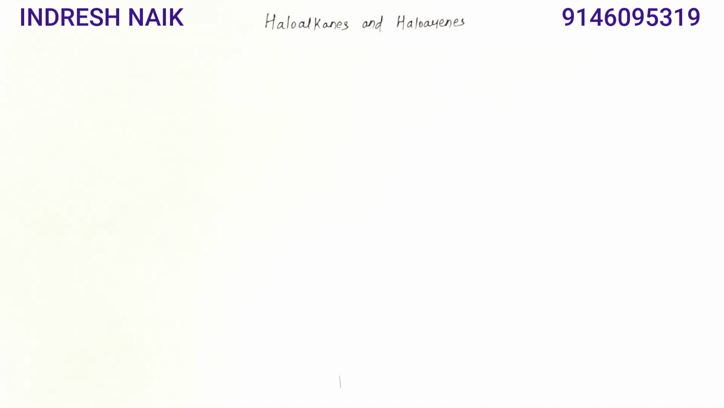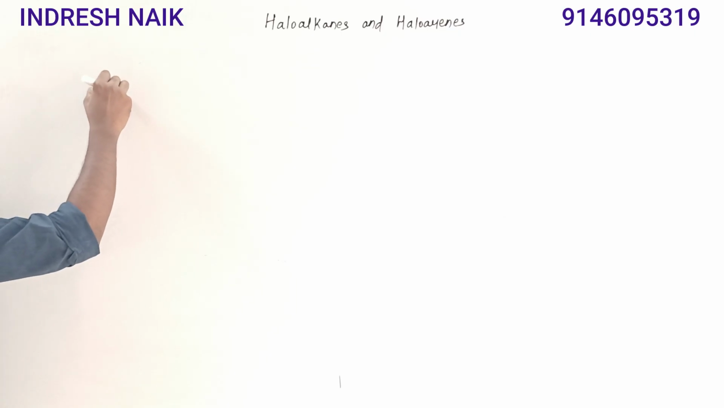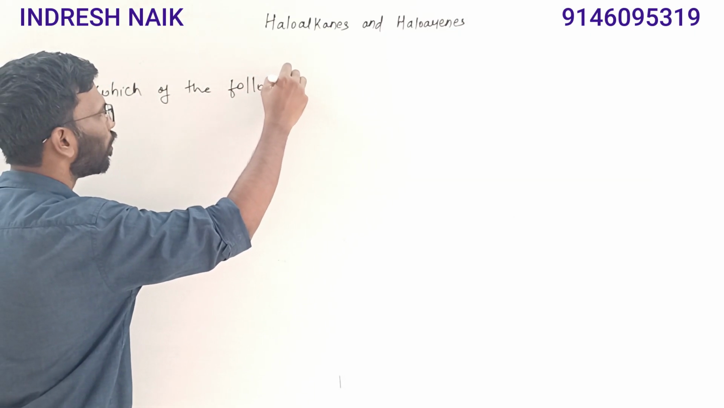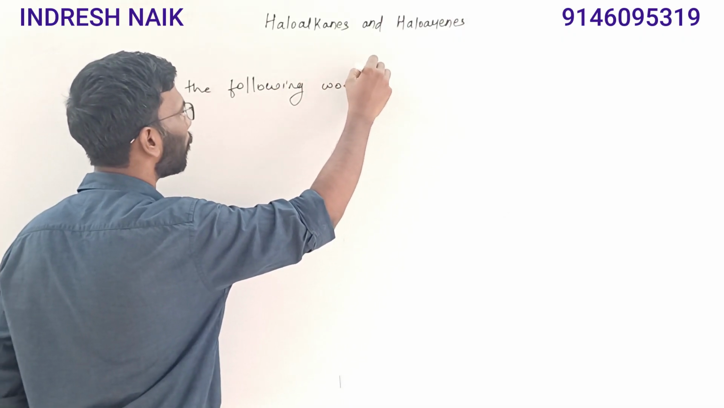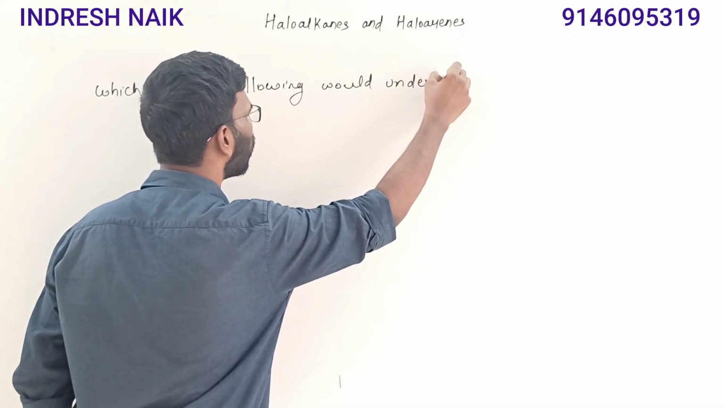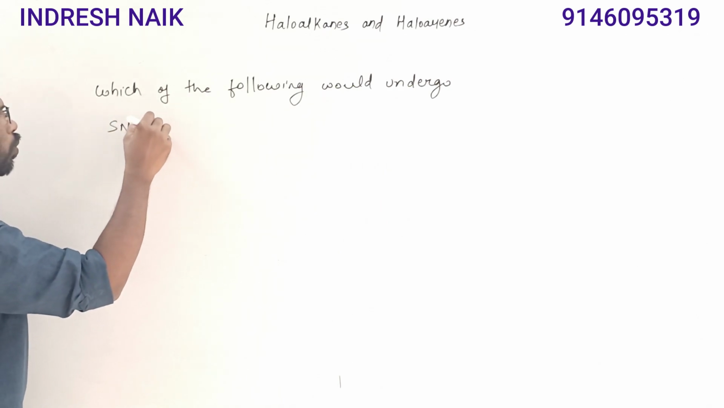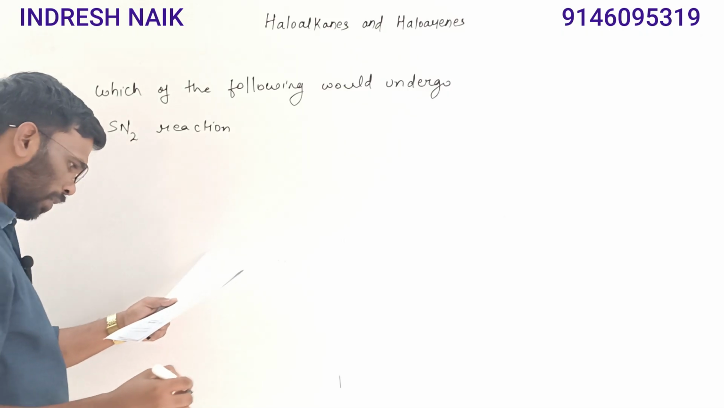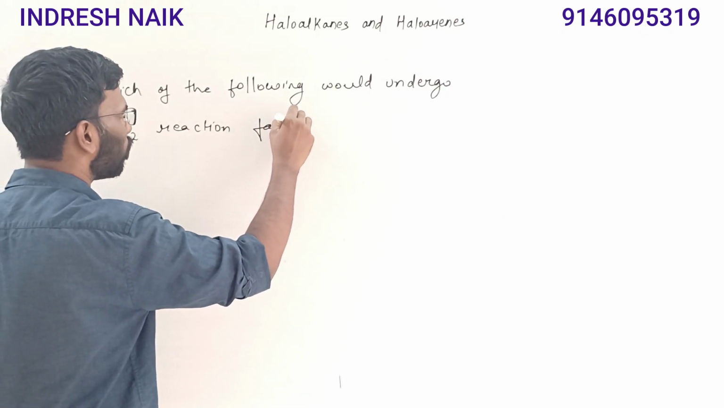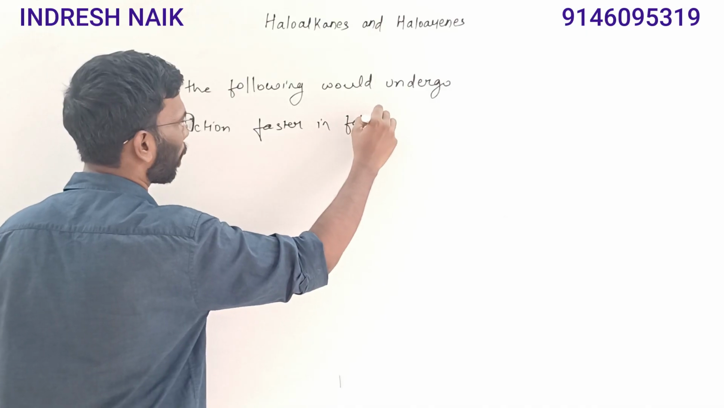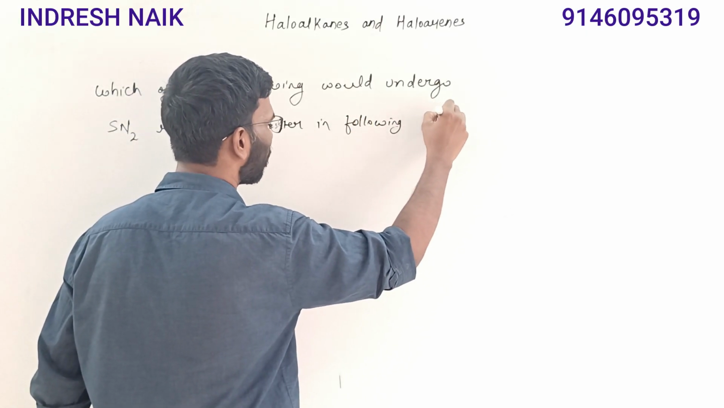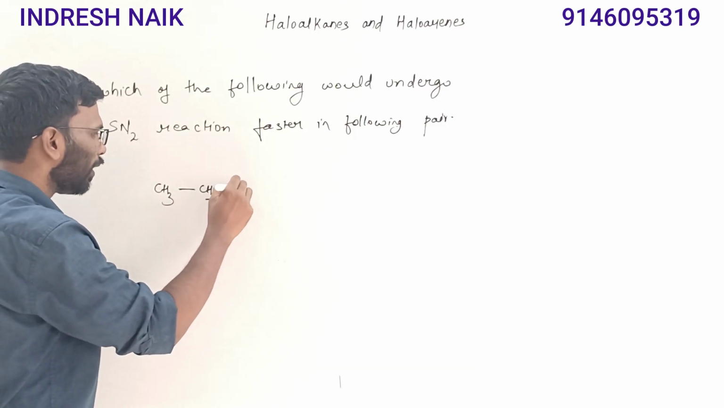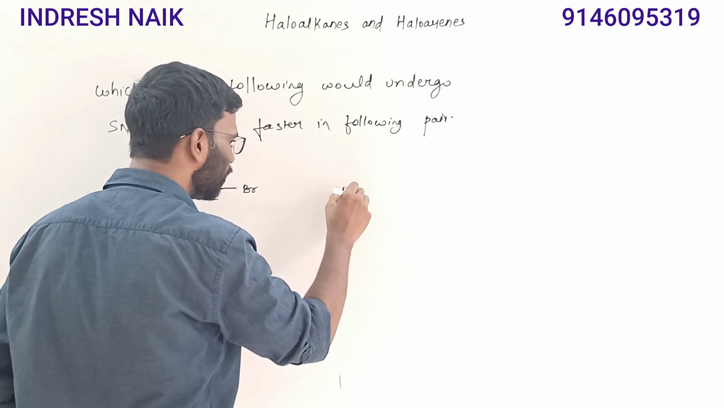Okay, next question. Which of the following would undergo SN2 reaction faster in the following pair? The example is given this way: CH3CH2Br, and the other is this way.